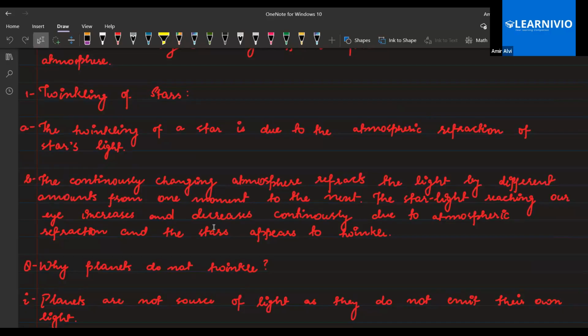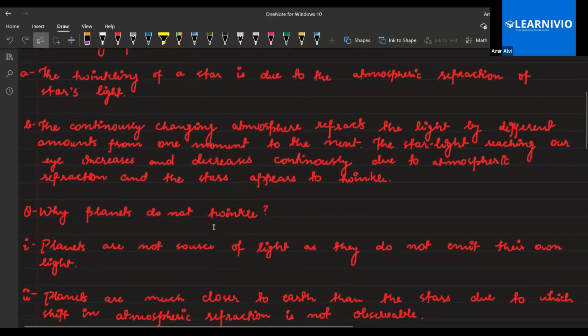such that we think the stars are twinkling, but they are not actually twinkling. They are just on the same place, and they are emitting light with the same intensity. It is the refraction that decreases or increases the intensity of the starlight.